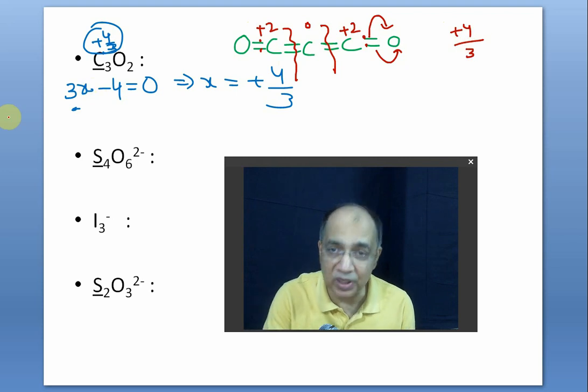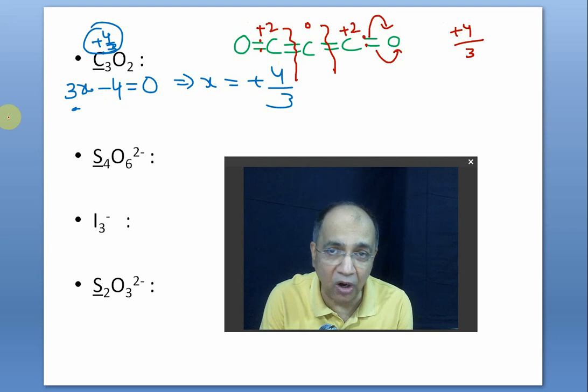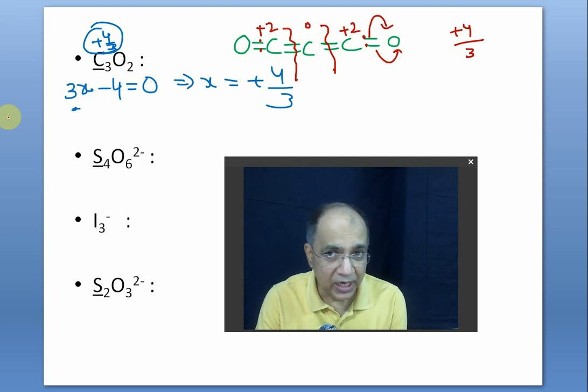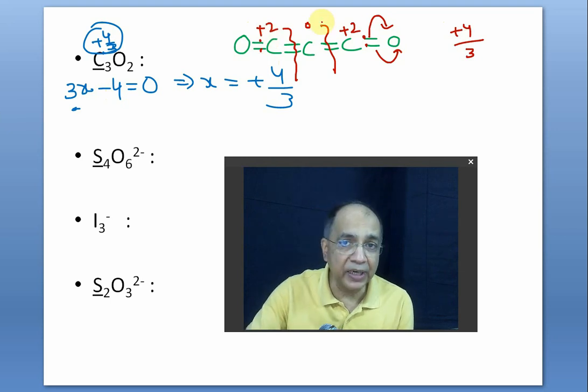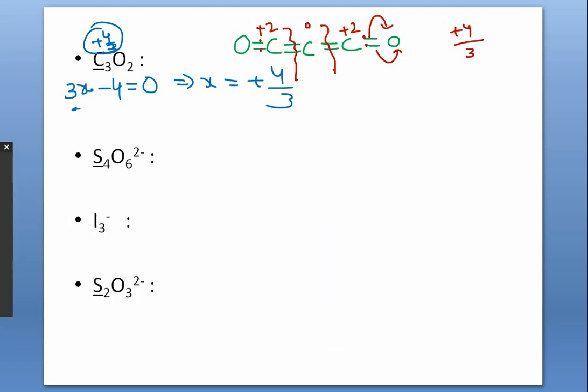Therefore, you are getting plus 4 by 3. But none of the carbon atoms has an oxidation number of plus 4 by 3. 2 of them have plus 2 state and one of them, the middle one, is in 0 state. Right?